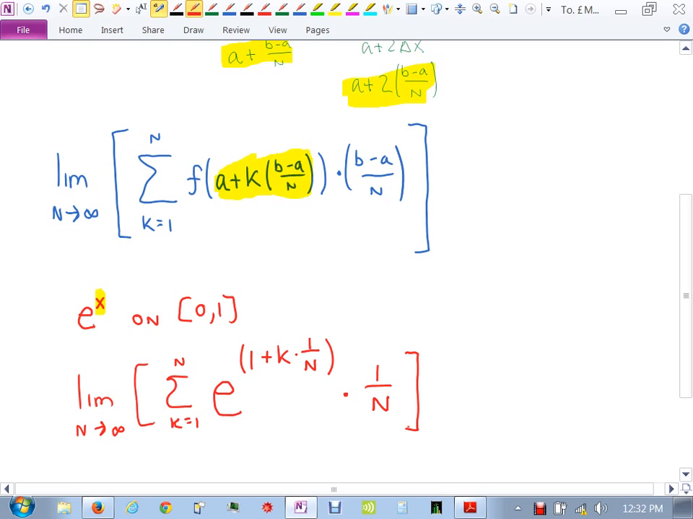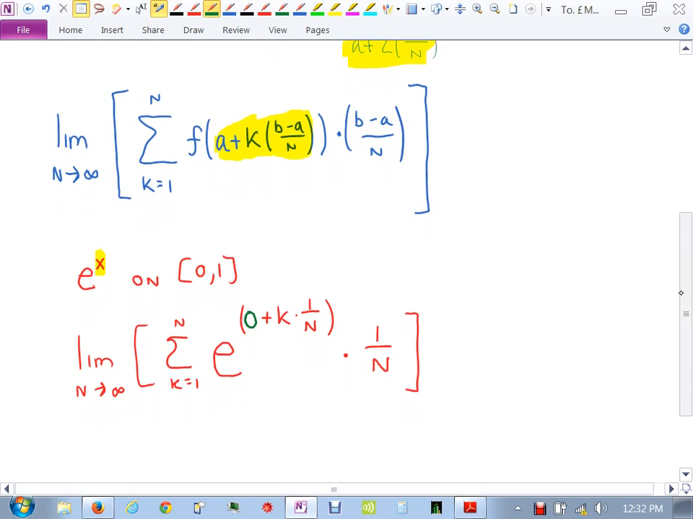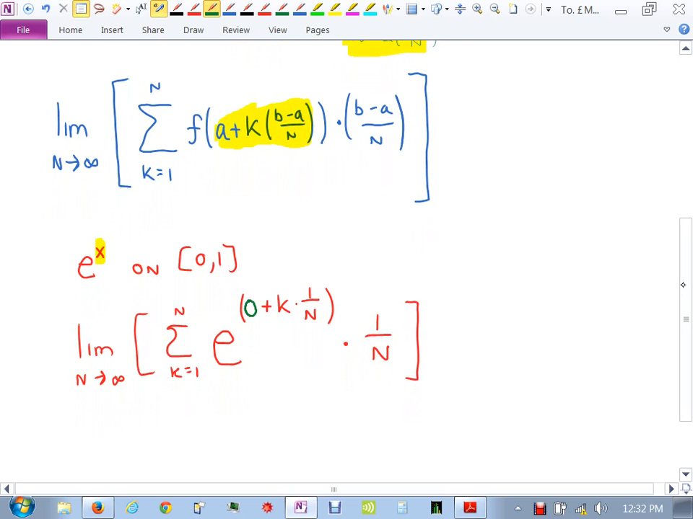Pardon me? Oh, a is 0. Thank you, I'm glad you pointed that out. a is 0. I don't know why I thought 1, probably because of the last problem. So you don't need that 0 in there. Does everyone see that? I messed that up. That 0 doesn't need to be there. It could just be e to the k over n.